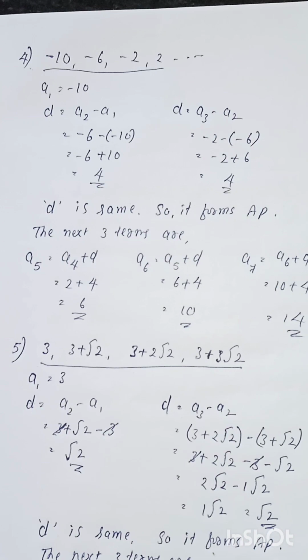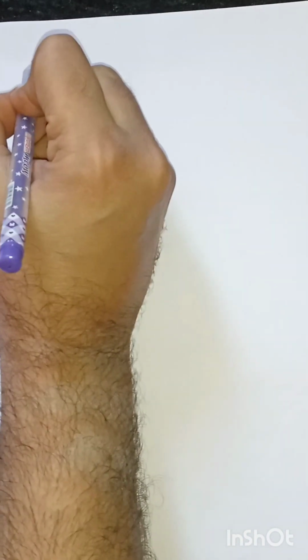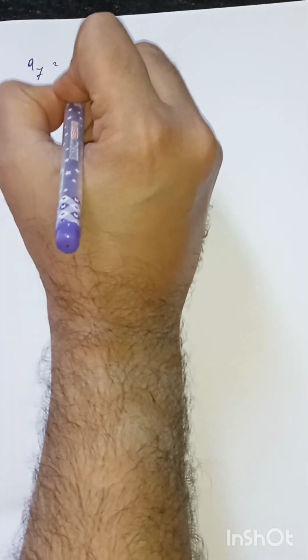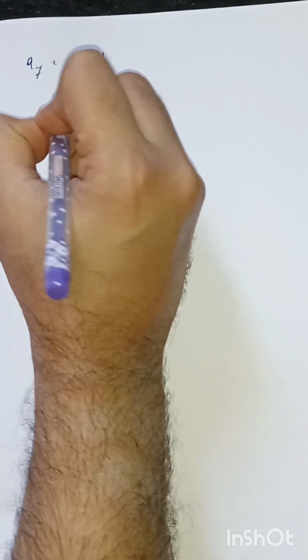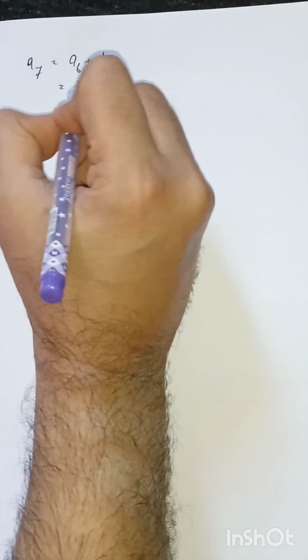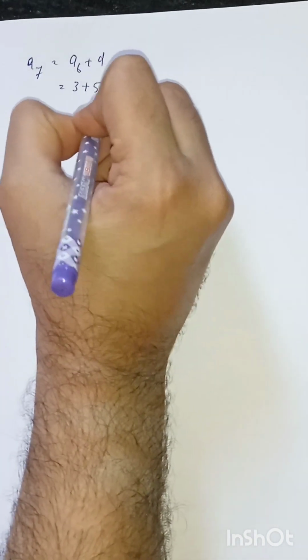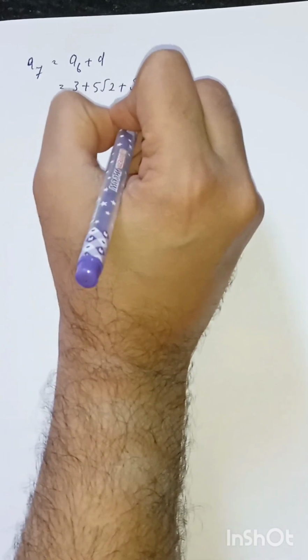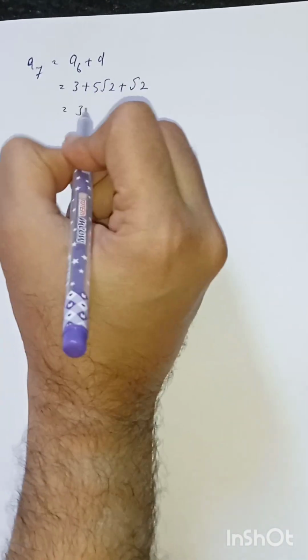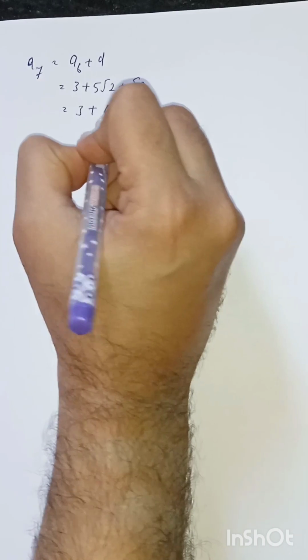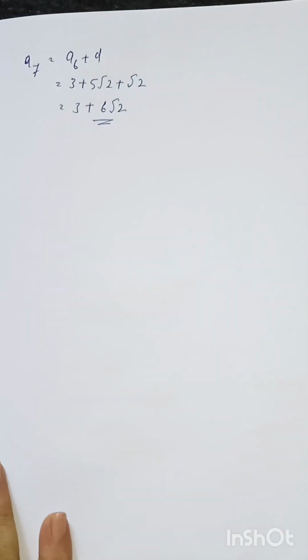And next finally, A7, that is A6 plus D. So what is A6? 3 plus 5 root 2 plus root 2. You can take 3 plus 5 plus 1, 6 root 2. So this is the next three terms.